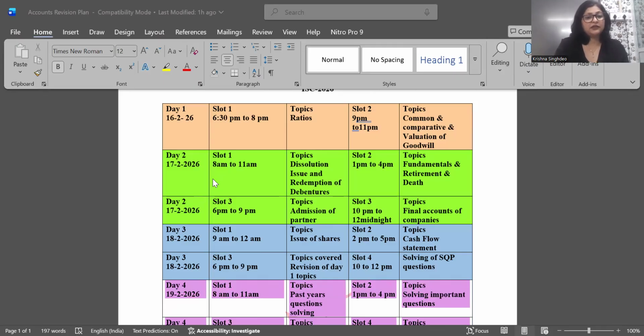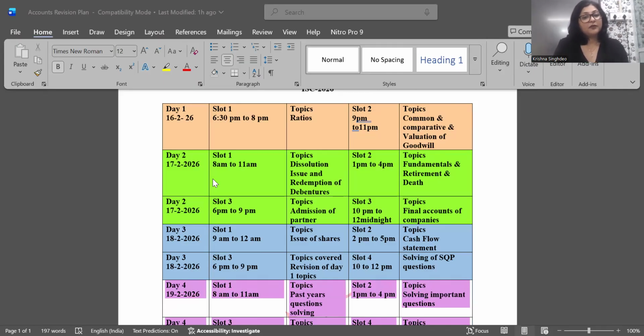Topics covered under this session can be dissolution, issue and redemption of debentures. These topics are simple, small, yet very important. These 3 topics from 8 to 11 should be covered. Now when you study that, remember that you just have to go through the concepts and see some important questions. You cannot solve each and every question there. Slot 2 can be 1 to 4 p.m. After having 2 hours rest, you can sit for this and complete fundamental, which is a big chapter, and 2 small chapters, retirement and death.